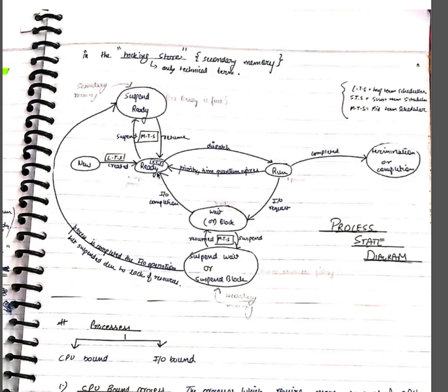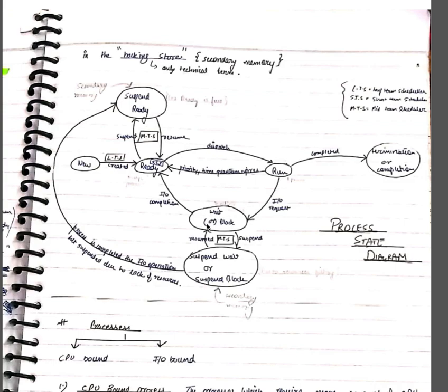Now the process in the ready state, according to some CPU scheduling algorithm, will be dispatched to the running state. Here in the running state, if the process is completed, it will go to the termination or completion state and will be destroyed. Now if the process requires input output, it will go into the wait or block state.